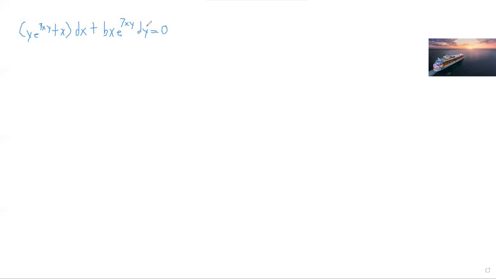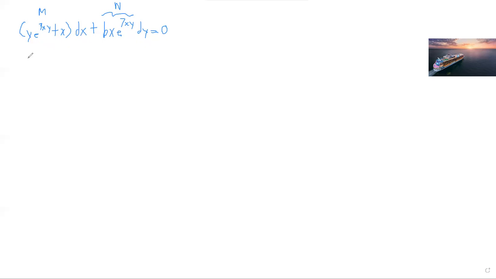Okay, the goal is to find the value of b that makes this equation exact, and then find the implicit function solution for this equation. So how do we do this? First of all, you should recognize this is an exact equation question. We need to label this M. Y e to the 7xy is M, and then this stuff is N, right?